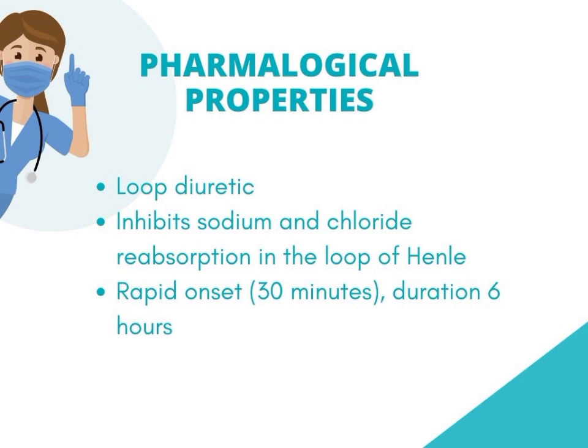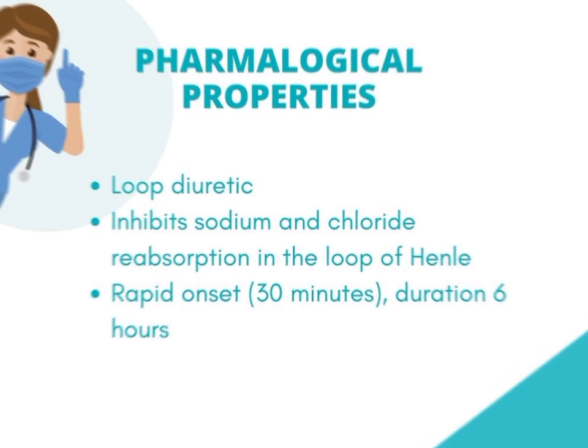Moving on to its pharmacological properties, furosemide works by inhibiting the reabsorption of sodium and chloride in the ascending loop of Henle, leading to increased excretion of water and electrolytes. Its onset of action is rapid, usually 30 minutes, and it has a duration of approximately 6 hours.